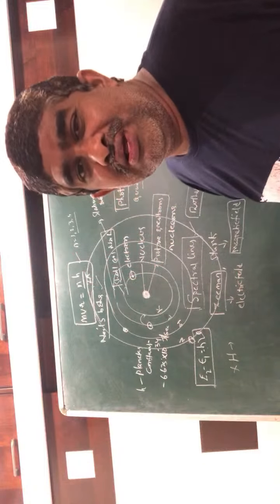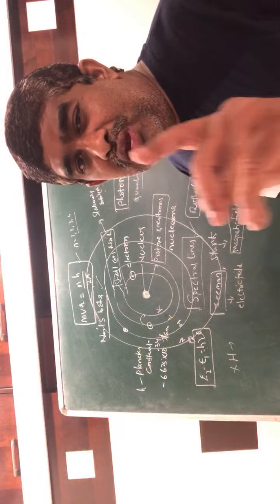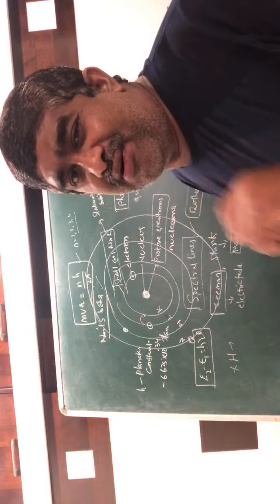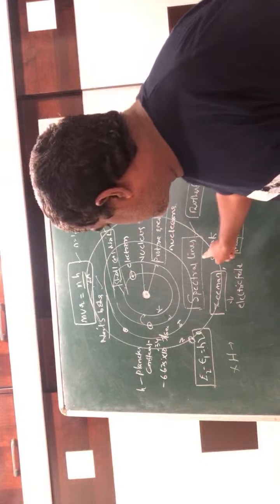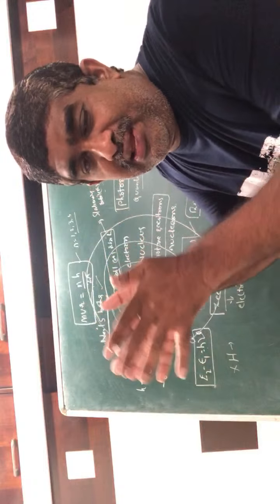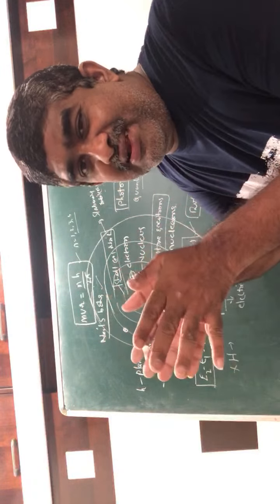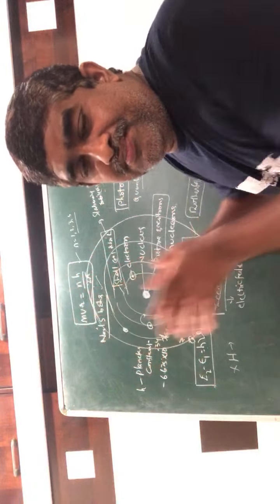Whose failure? Niels Bohr's failure. Only for the atom containing only one electron, he could explain the spectral line. Spectral line means splitting. Okay, so when an atom is in an excited state, it splits.